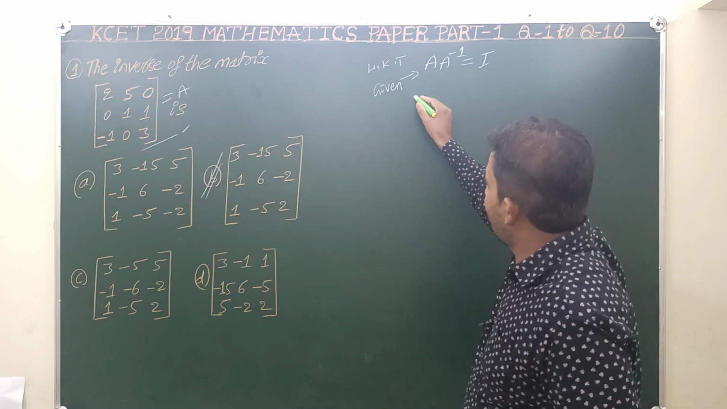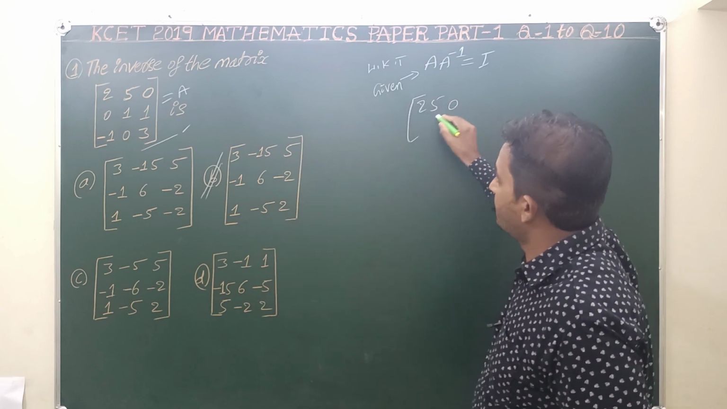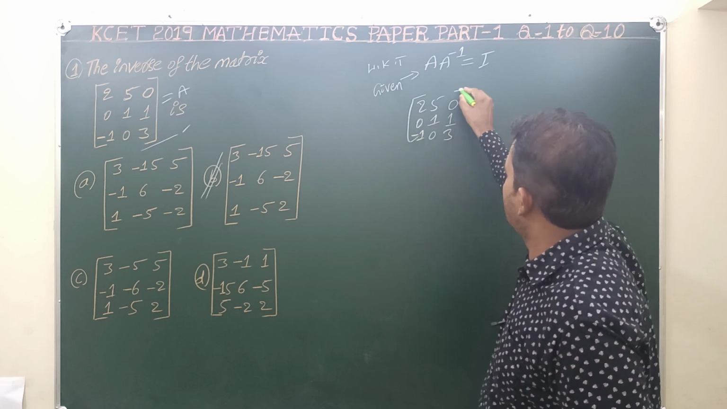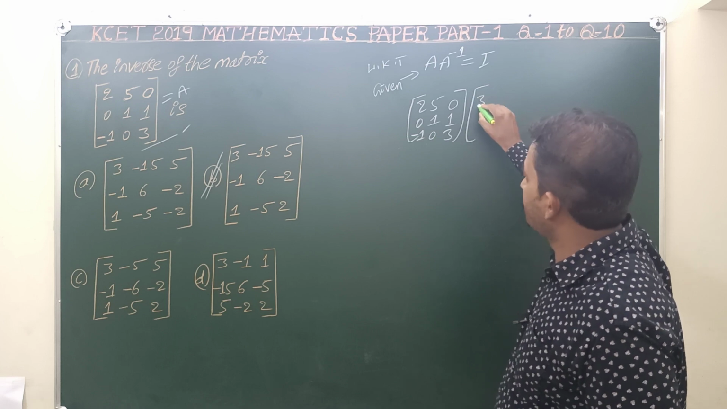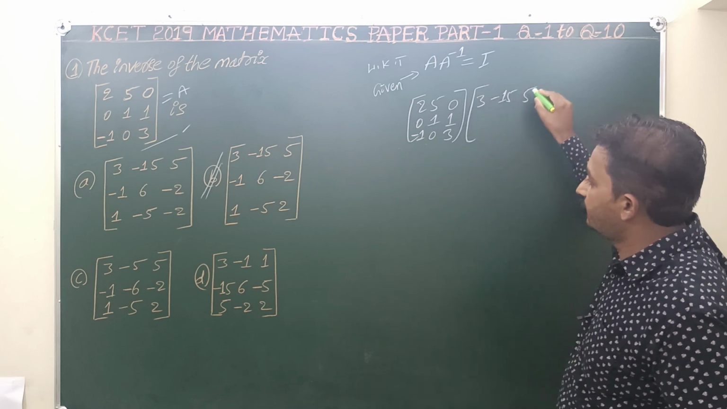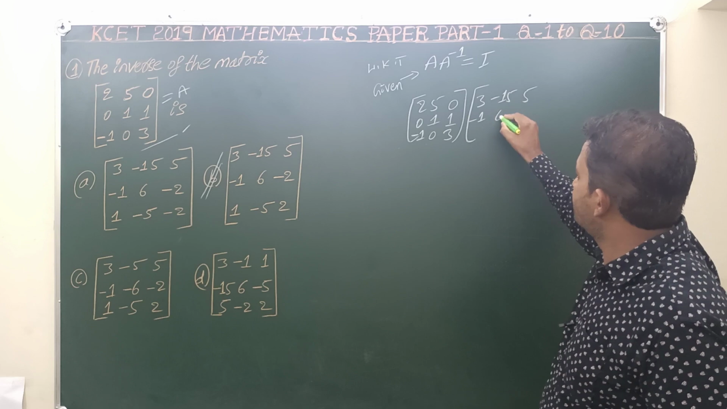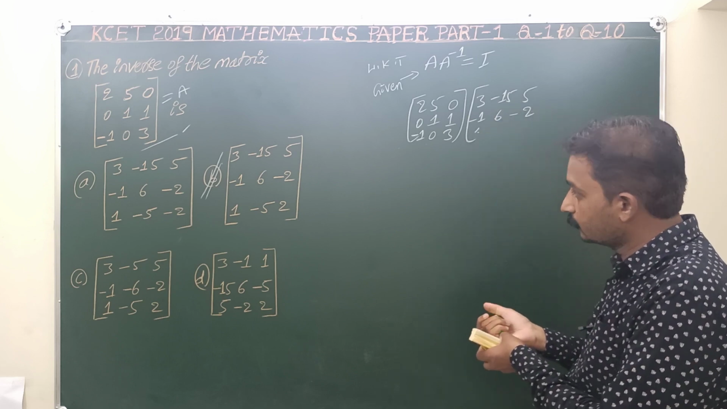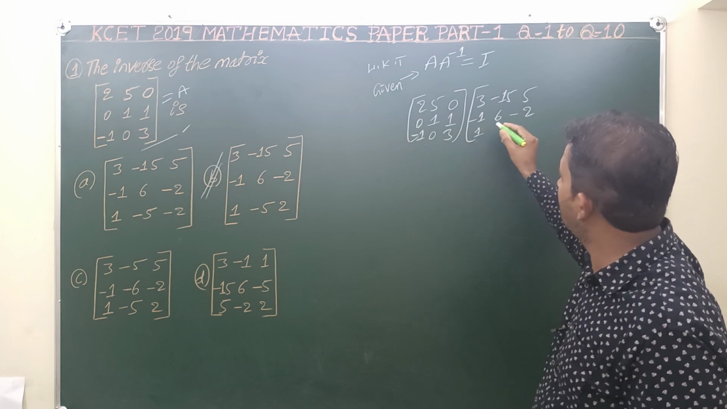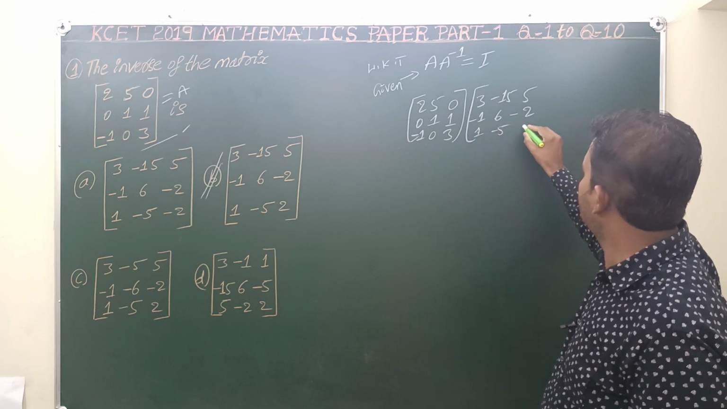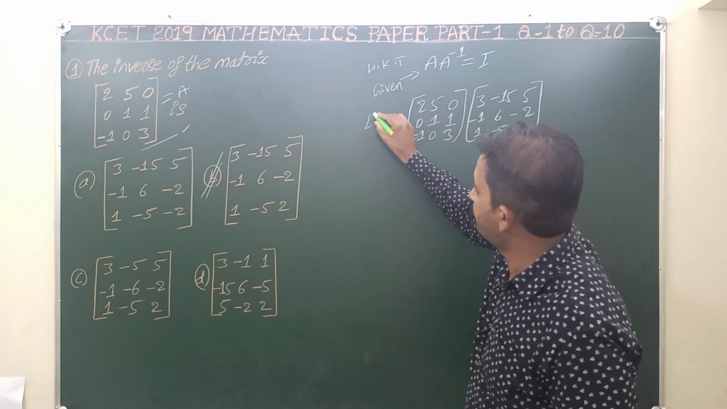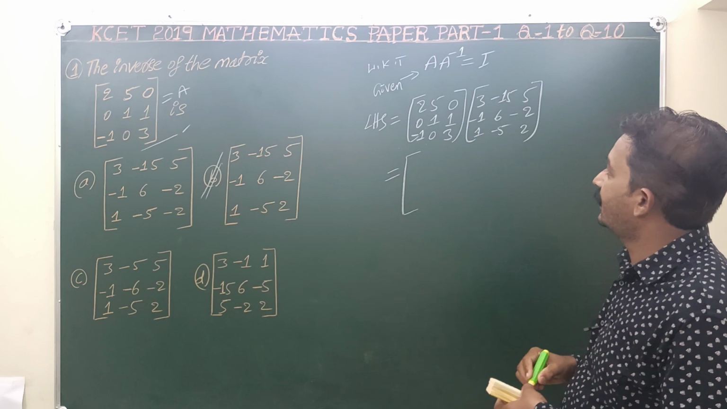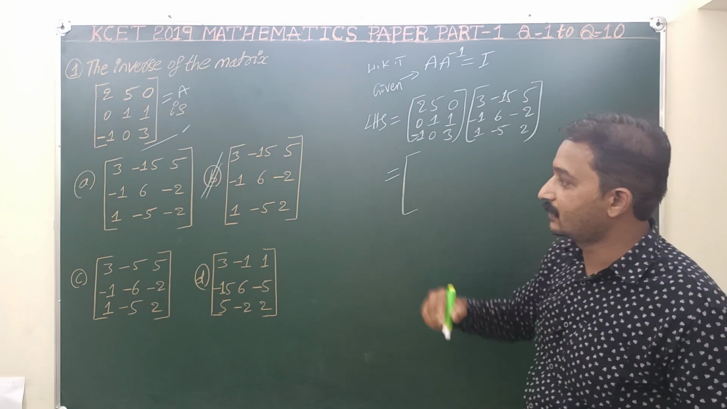So put the A value: 2, 5, 0, 0, 1, 1, minus 1, 0, 3, into A inverse: 3, minus 15, 5, minus 1, 6, minus 2, 1, 1, minus 5, 2. We can take the LHS in this case. Multiplying these two matrices, we get the identity matrix I. So option B is correct.